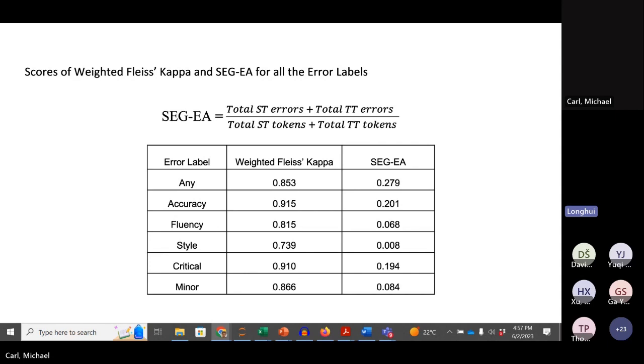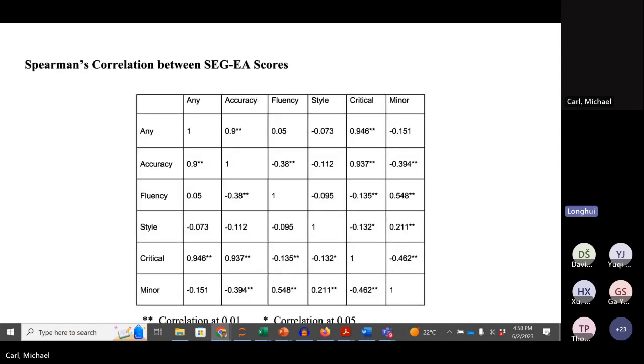And also from this segment-wise error average score, the style error is very low. It's almost like 1% of all the tags in our data set has been annotated as style error. So the annotators also didn't annotate a lot of style errors. That may be one reason we don't get good agreement for the style error, or that can also be the cause of why they don't have a lot of agreement. They don't have a good understanding.